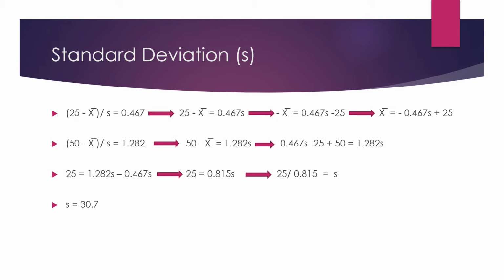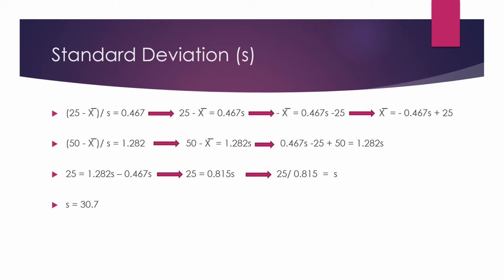In the first bullet, we multiply both sides of the equation by s, which yields 25 minus sample mean equals 0.467 s. Then we subtract 25 from both sides of the equation to get negative sample mean equals 0.467 s minus 25. Then multiply both sides of the equation by negative to get sample mean equals negative 0.467 s plus 25 as our first equation.